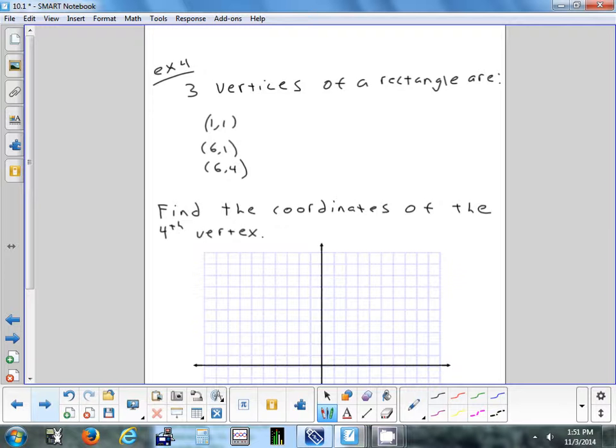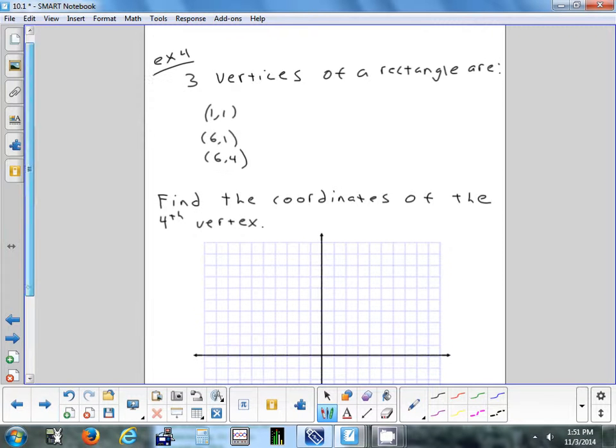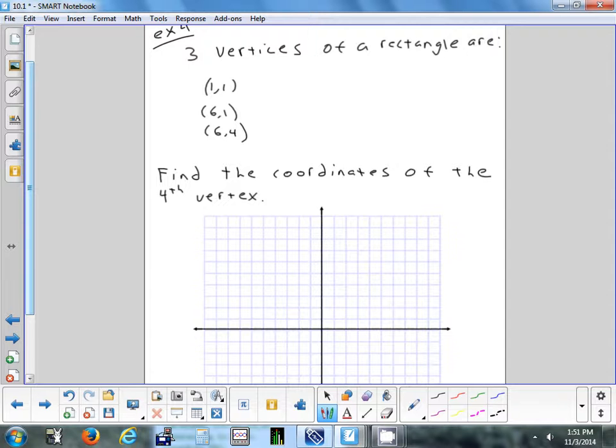Okay, they're giving us 3 corners of a rectangle. Yep, this is example 4. Yep, it's right on the bottom, right next to example 3. Yep. Okay, they give us 3 vertices of a rectangle, and they want us to find the 4th one. Okay, so let's start by graphing these points, and figure out what the 4th coordinate would be. So we've got the point 1, 1. How do we graph that?